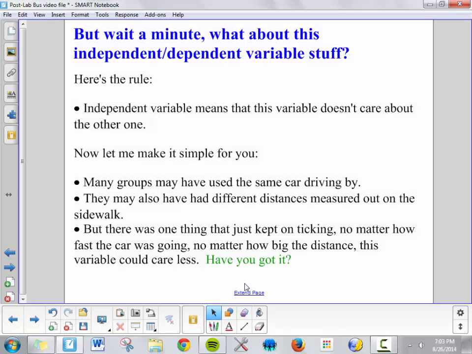But the one thing that was always the same, no matter how fast the car would go, no matter how big the distance, would be time. Time always marches on. Time is completely independent of the car you chose, the distance the car was traveling. It does not matter. Time always moves on. And in this case, time would be the independent variable.